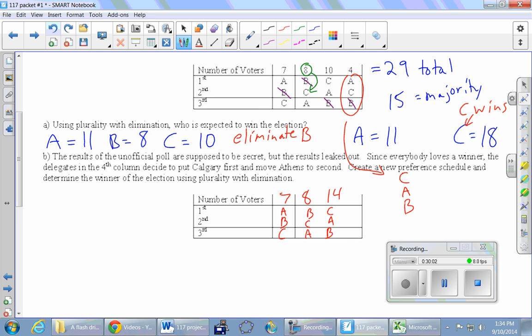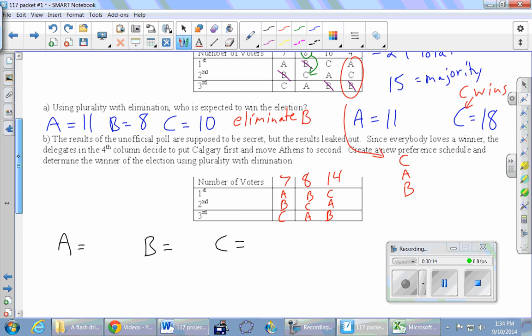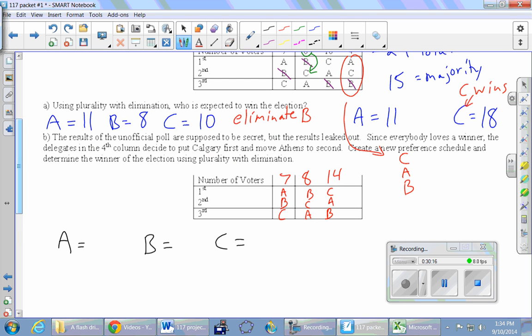Let's see what happens. A equals, B equals, C equals. Okay, first place votes. Yes, Jackie? Yeah, no problem. Okay, so this is part of what Sarah read to us. It says that the people in the fourth column, after they find out that Calgary is going to win this election based on the unofficial results, they decide to just move Calgary up.